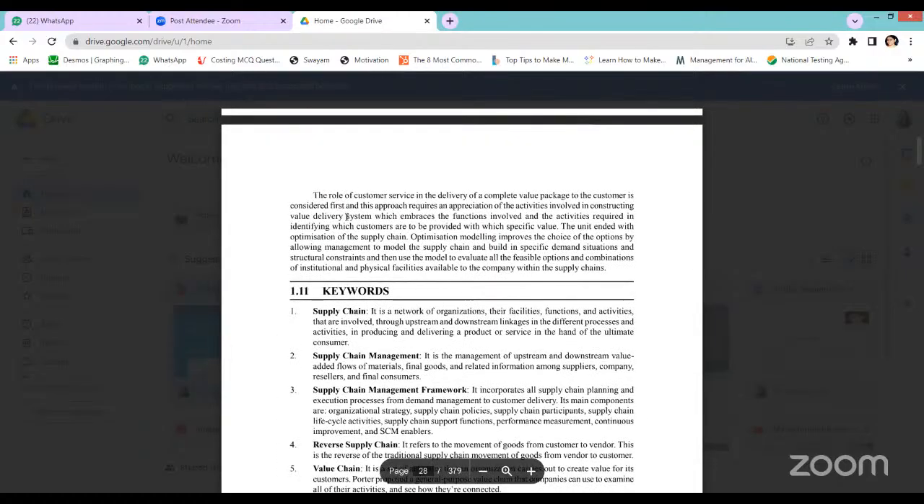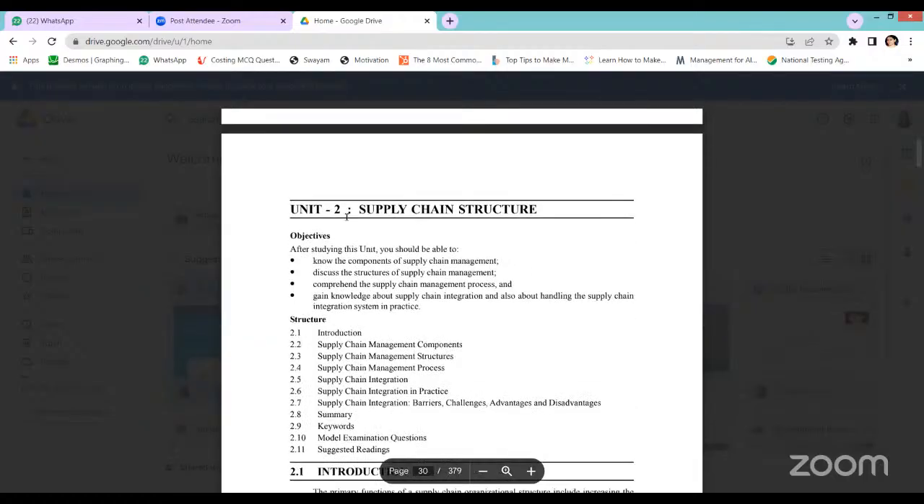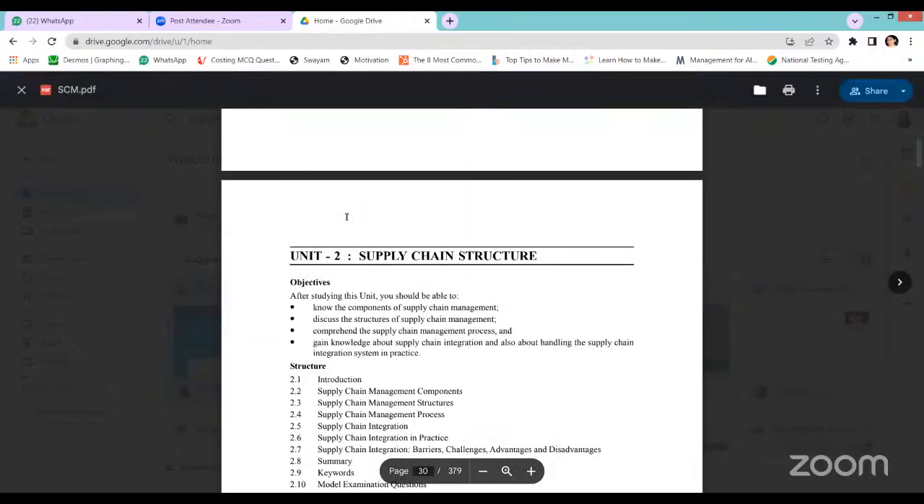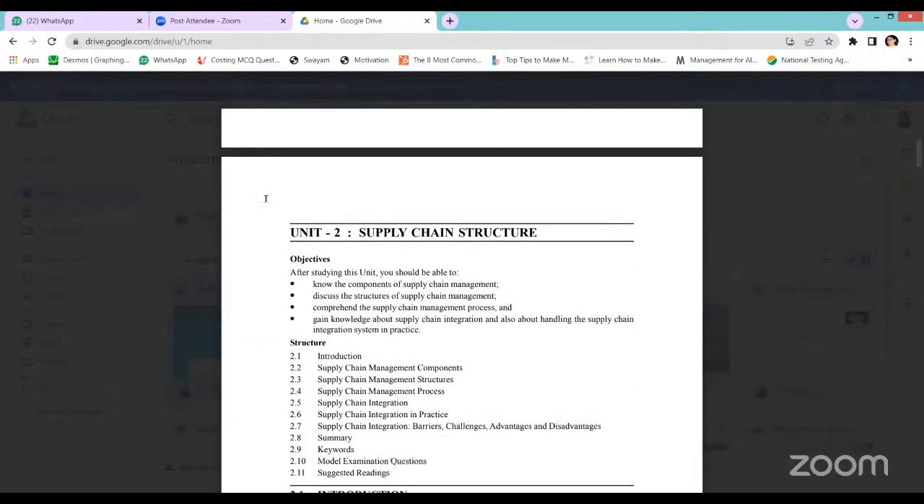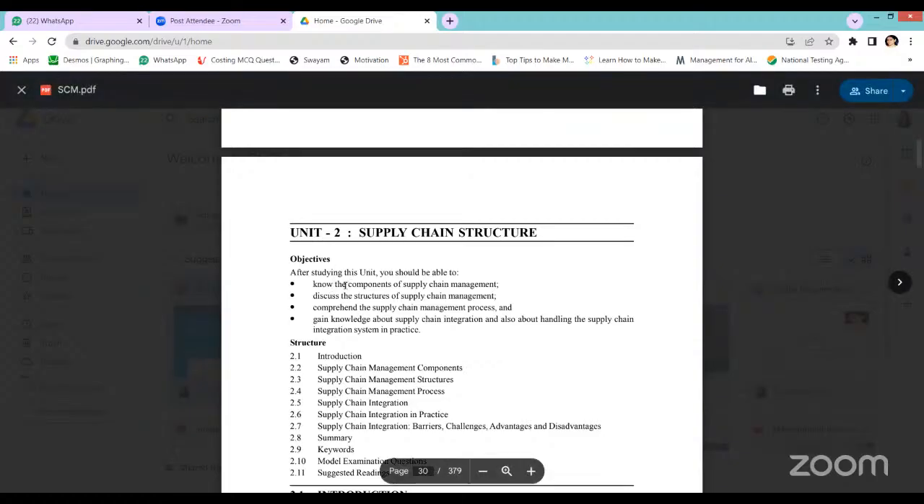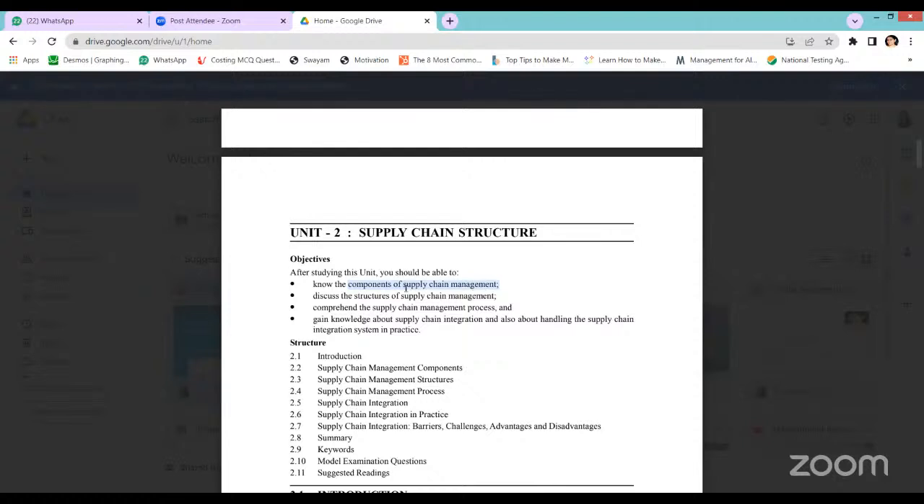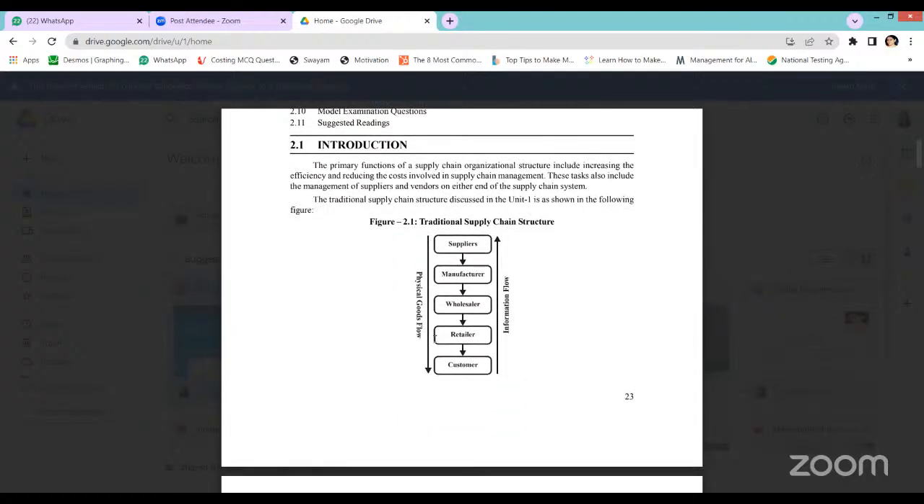Let us move on to the next one, the second chapter, that is supply chain structure. In the supply chain structure, see what you are supposed to know, what the important aspects are. You must know what the components of supply chain management are, what the structure of supply chain management is, and how the supply chain management process takes place. These are the three aspects you are supposed to concentrate on while learning the first block. You can expect these under the short answers as well as the long answers.